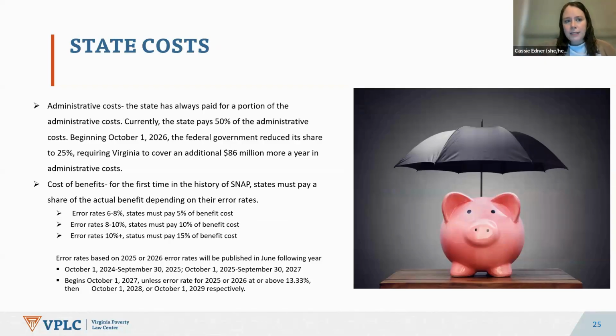Another huge change was state cost. Prior to this, well, even now, SNAP is administered 50-50 with the state and the federal government for the administration piece. However, beginning October 1st of 2026, the federal government is reducing its share to 25%. And increasing ours to 75%. And we could see an extra 86 million more a year in administrative costs.